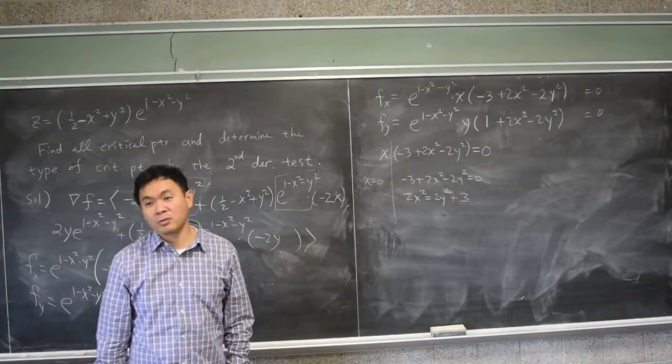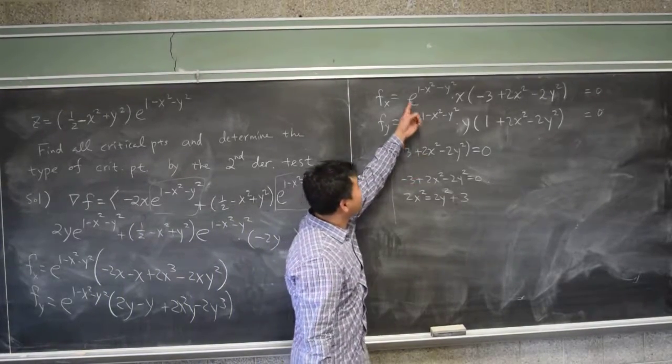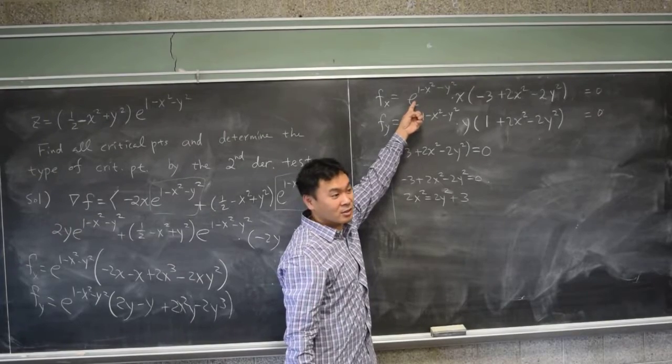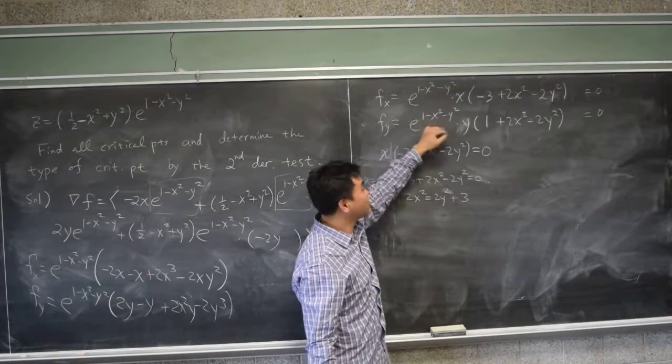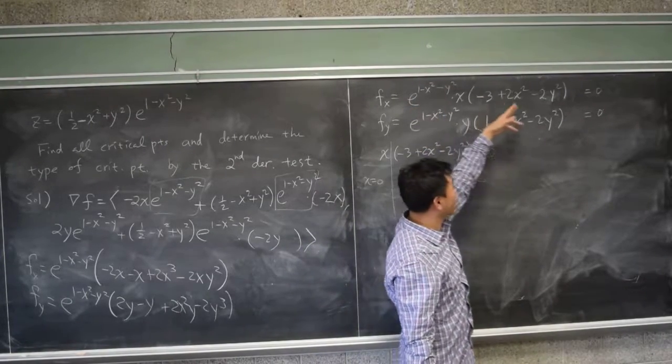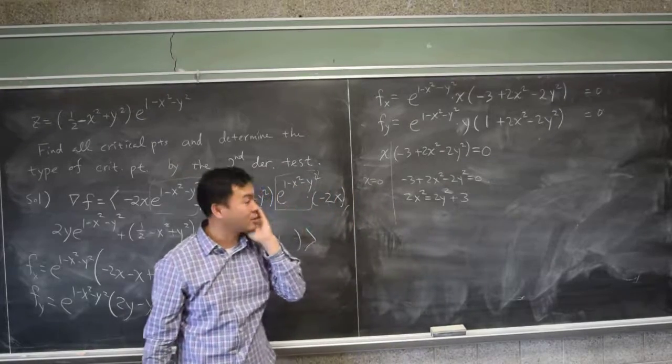Oh, by the way, why did I leave this one out? The e. Because it's never 0, right? So exponential functions can never be 0. The only way that this entire thing can be 0 is when this time this is equal to 0. So that's why I just wrote that down.